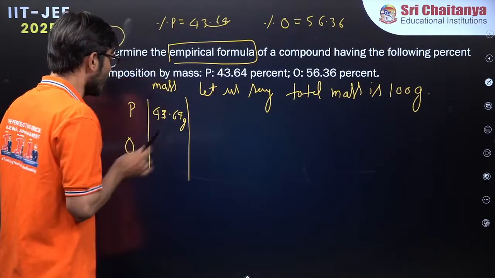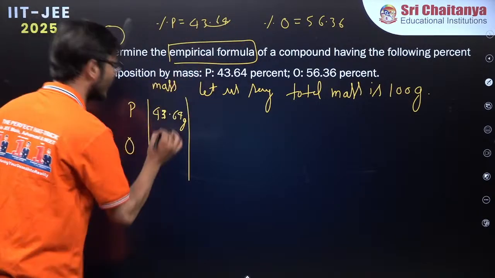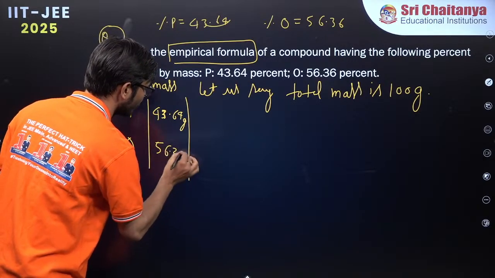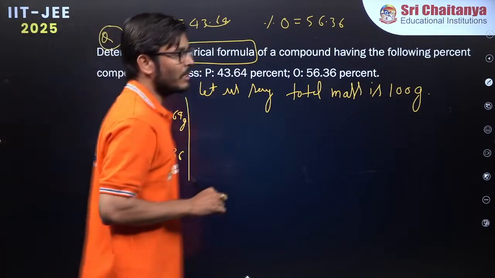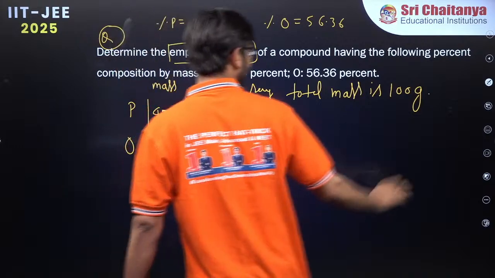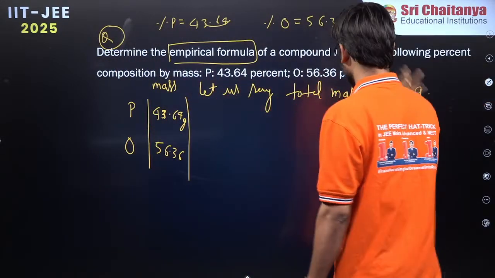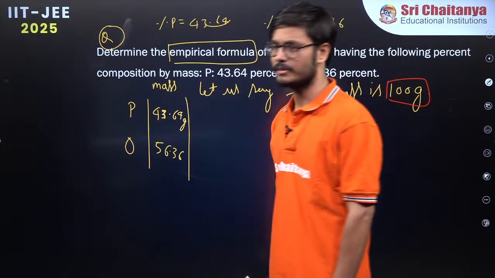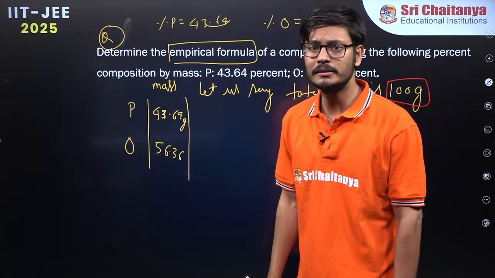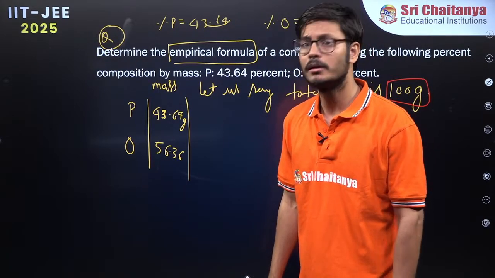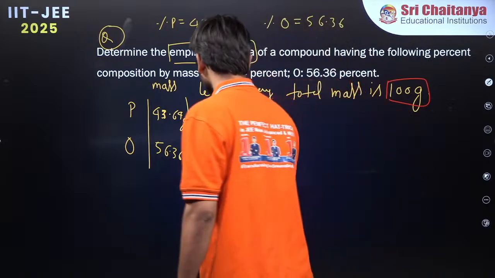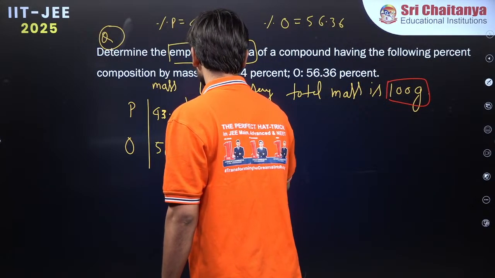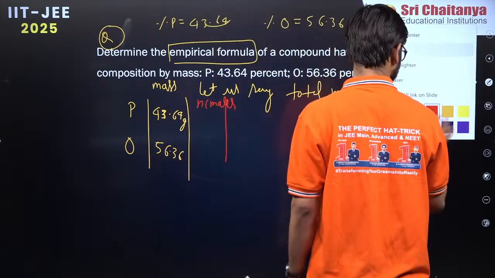Okay. So what will be the mass of oxygen then? The mass of oxygen becomes 56.36. So this is step number 1. In the first step, what we are doing is assuming total mass to be 100 gram, so percentage itself will become mass. Now once I have mass, I want to know the moles.